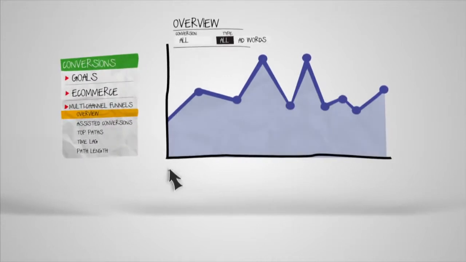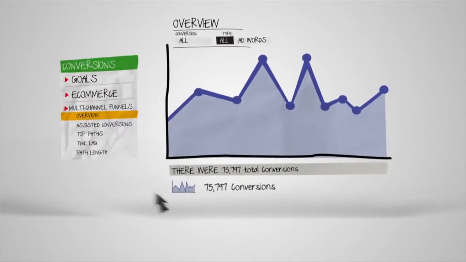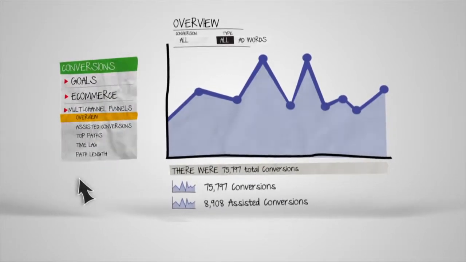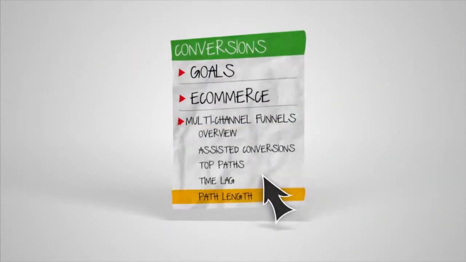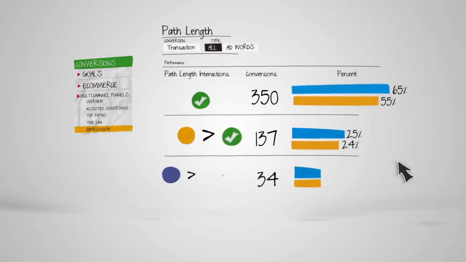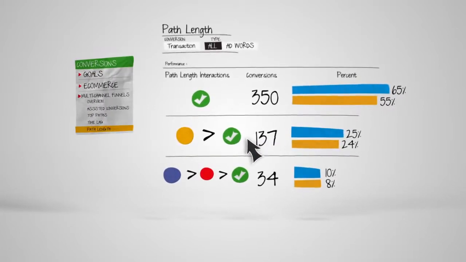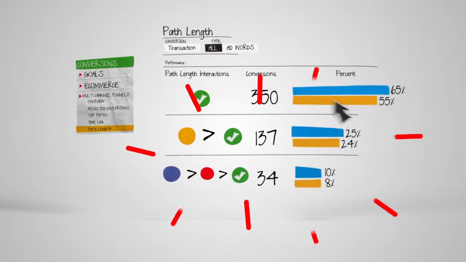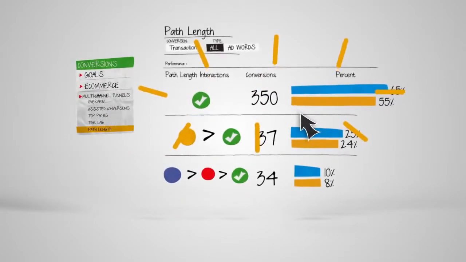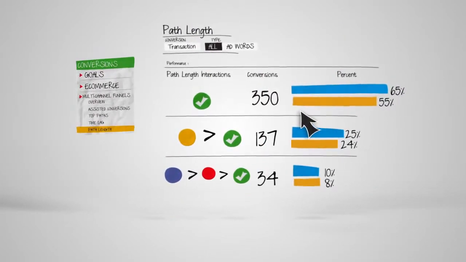Let's have a look. Starting with the overview report, you can see a snapshot of the total number of conversions, as well as the amount of conversions that had assists before the last click. Then to see the number of interactions your visitors had with your channels, check out the path length report. Here, you can easily see if conversions happened because of interactions in the marketing funnel, or if the last ad clicked was solely responsible for the conversion.